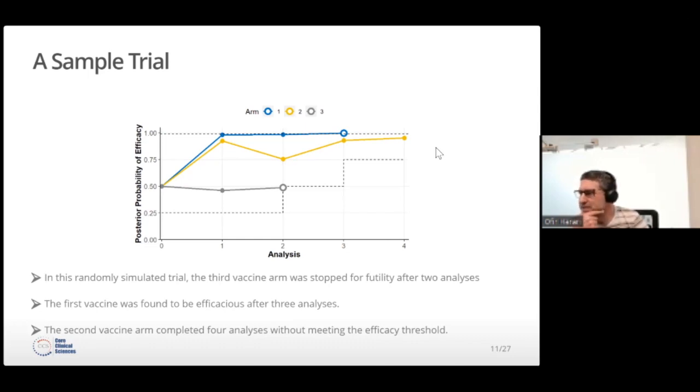After the third analysis, the first arm was found to be effective. It crossed the upper boundary for efficacy, and we stopped recruiting patients for that arm. We no longer monitor patients that receive that vaccine. The second arm in yellow made it all the way to the end of the trial without any clear decision. It bordered on efficacy, but didn't quite make the cut.